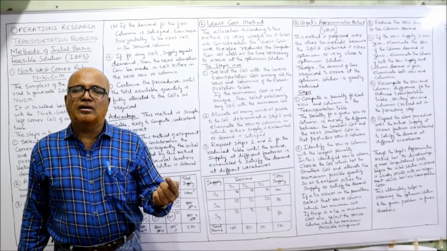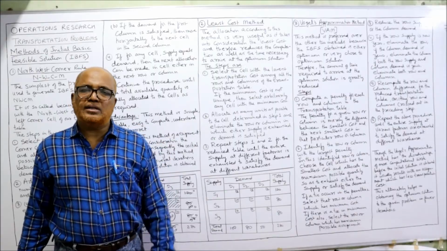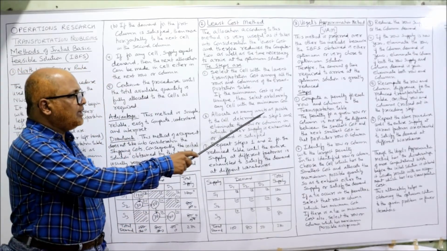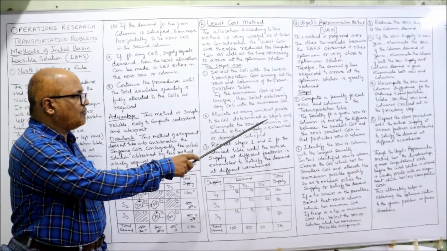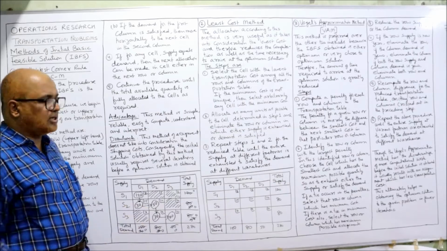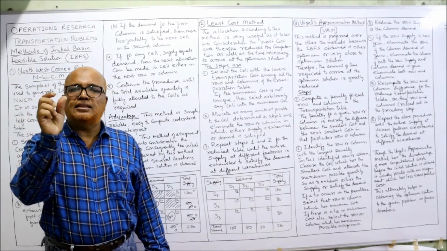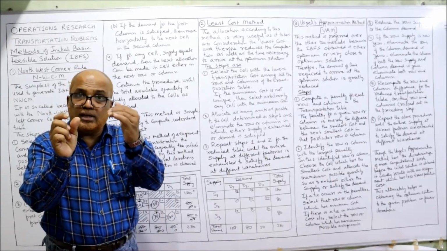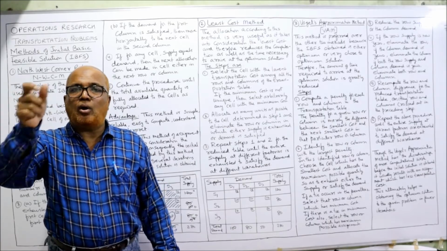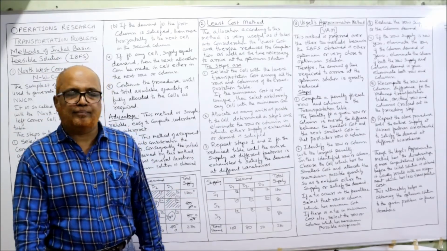If it is not unique, if the minimum is appearing two or three times, then arbitrarily you can select any one and then allocate. Allocate as many units as possible to the cell determined in step 1 and eliminate the row or column in which either supply is exhausted or demand is exhausted. Once you have allocated in that particular cell where we have the lowest cost, after allocation, the concerned row or column, anything will get exhausted. Block it.